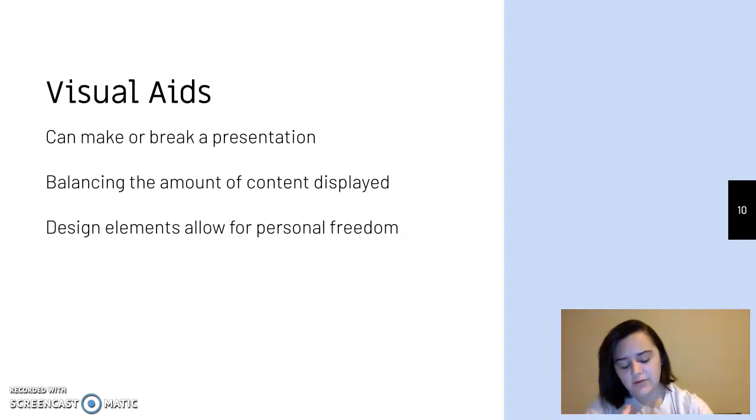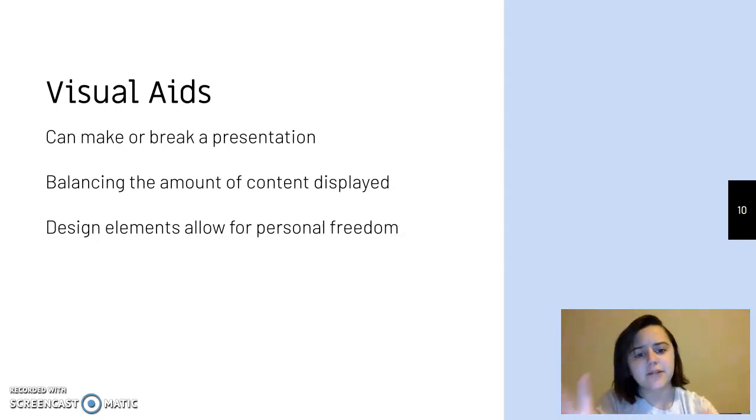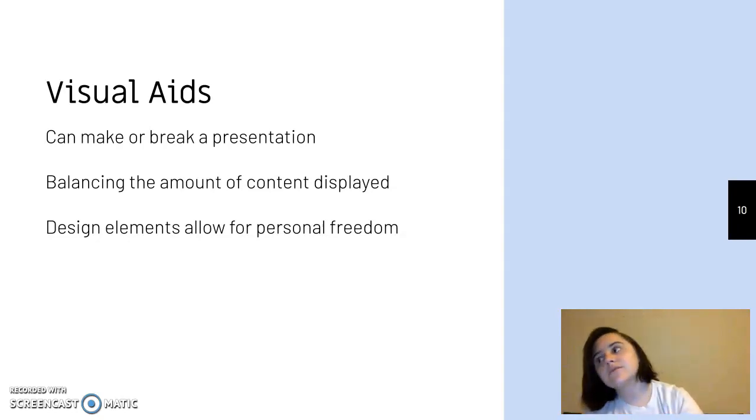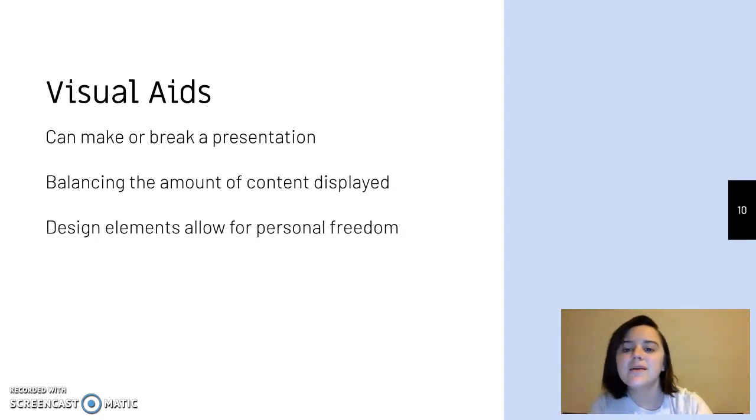So you don't want to overload your presentation with content. You don't want too much text because you can't read it. You don't want too many weird colors because it's distracting. You don't want images that don't relate to what you're talking about because that's distracting too. But on the opposite end of that spectrum, you don't want it to be barren. You don't want it to be boring, because you want something interesting for your audience to look at. And also with visual aids, what I like about them is that design elements allow for personal freedom. So I like being able to do colors and fonts and images that tie together a presentation and almost brand it.